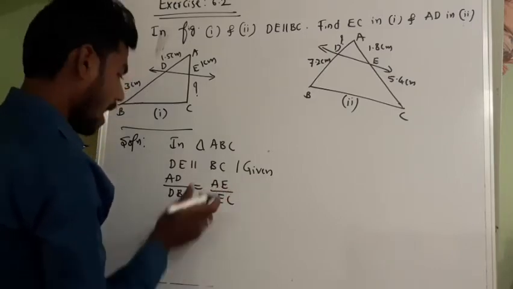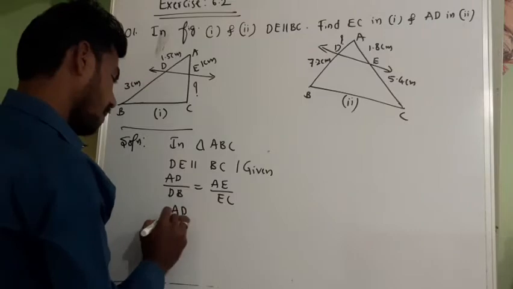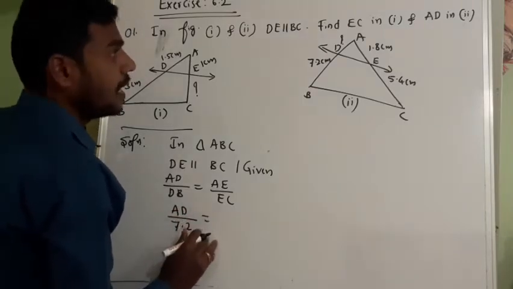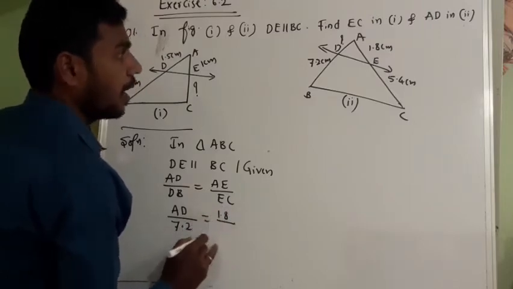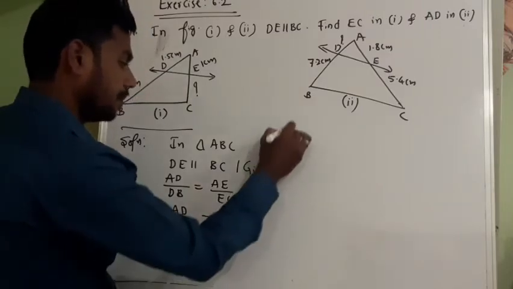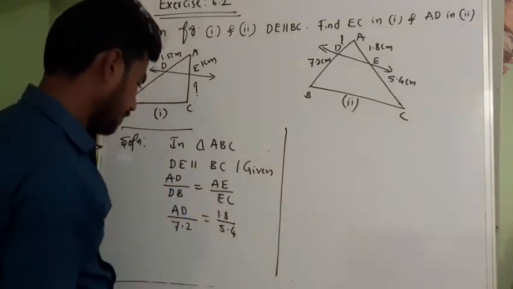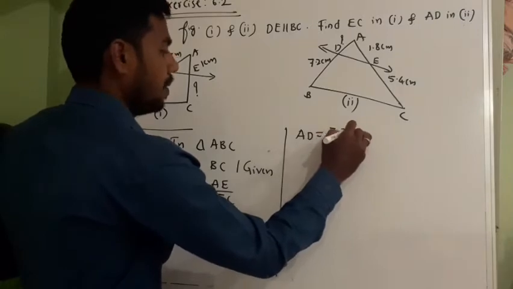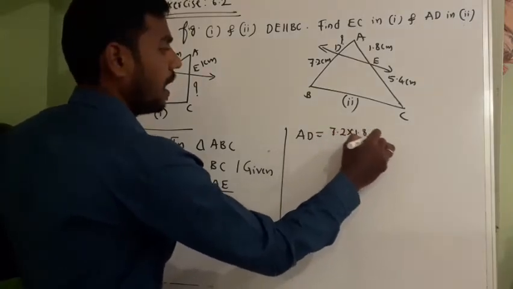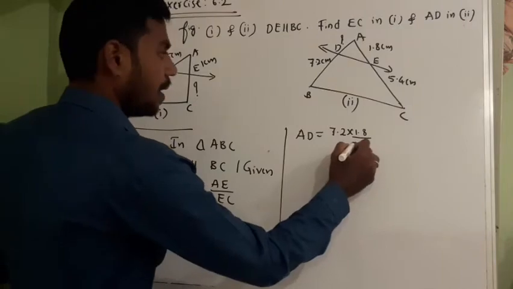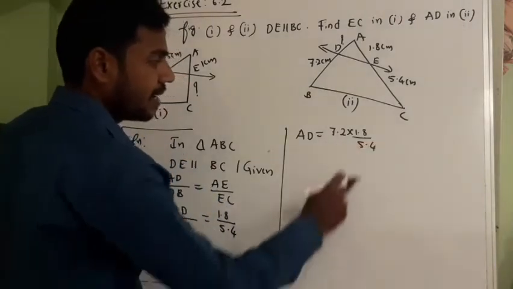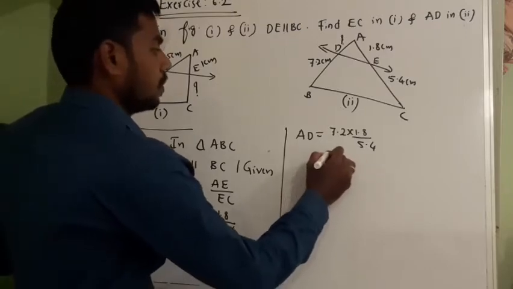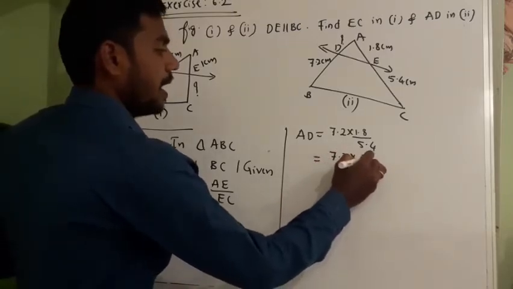What is AD here? I need to calculate that one, so I will keep it as it is. What is DB? DB is 7.2. What is AE? AE is 1.8 and EC is 5.4. So AD is equal to 7.2 into 1.8 divided by 5.4. I can write this as 7.2 into 18 by 54.